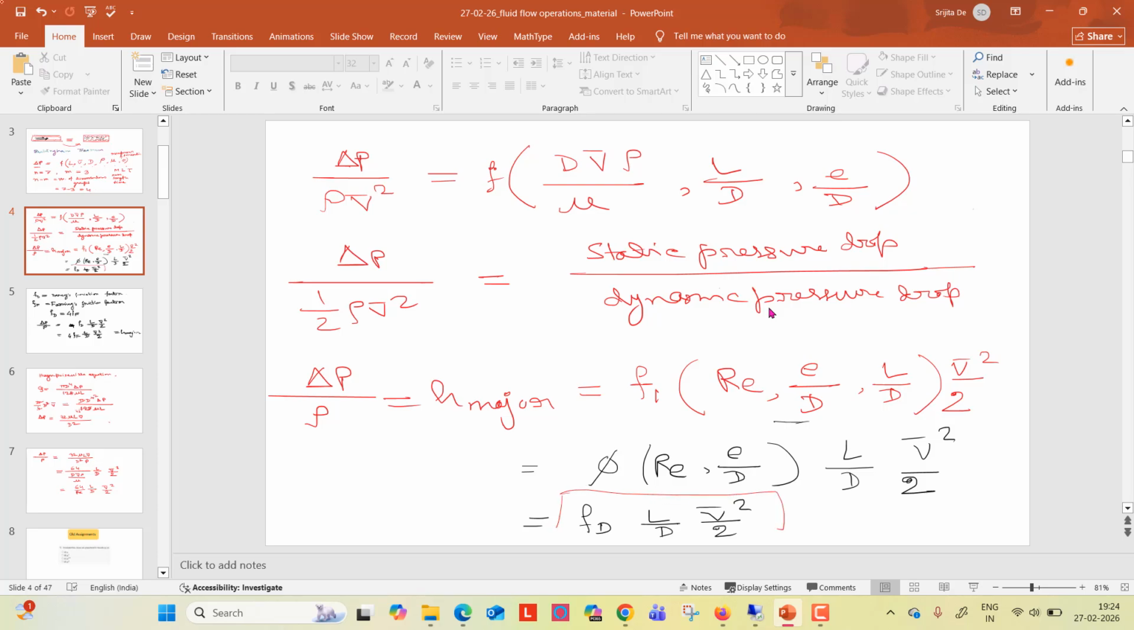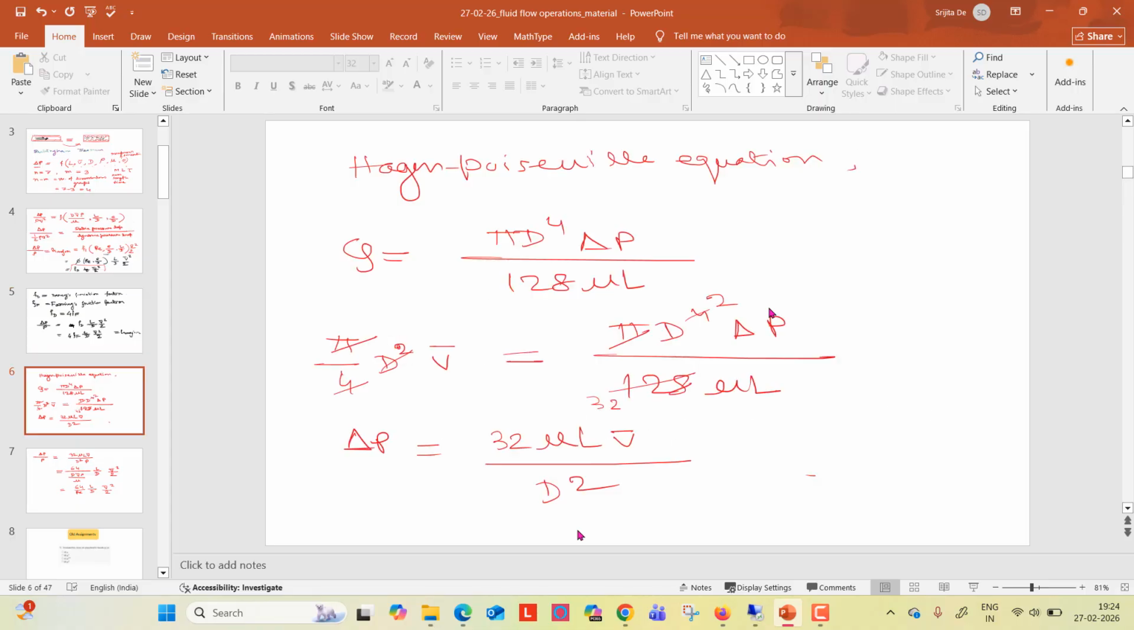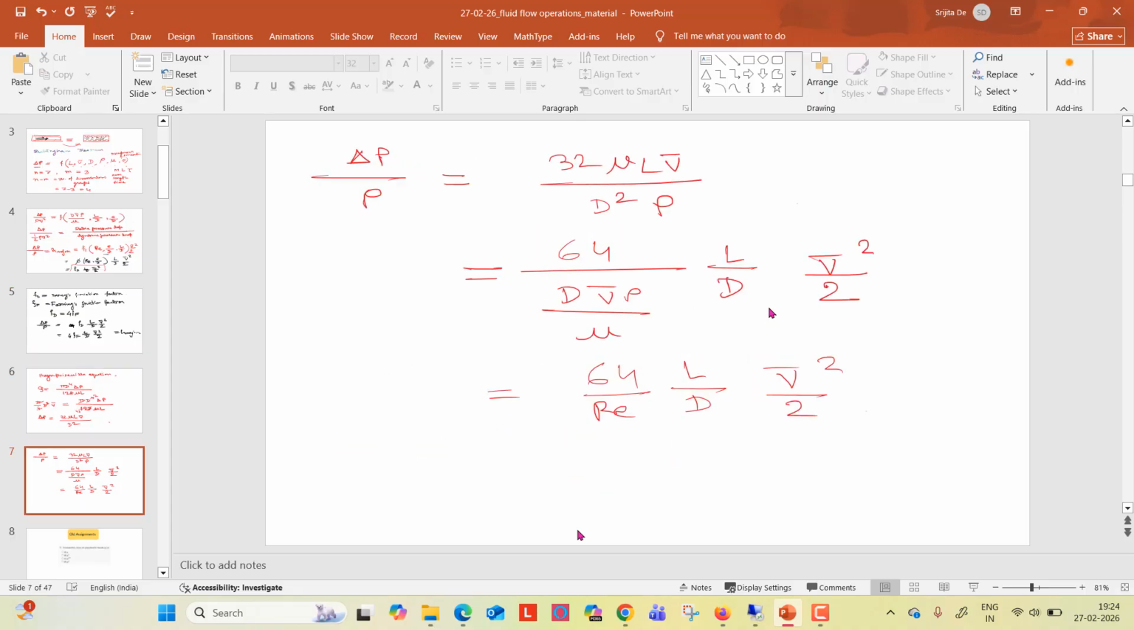So now we can say that Darcy's friction factor FD is 64 by RE, right? And now we have seen that Darcy's friction factor FD is 4 into FF. Then what is FF? The Fanning friction factor is 64 by RE by 4, so it will be 16 by RE, right?